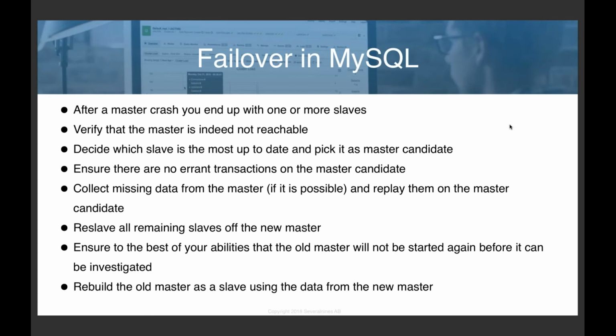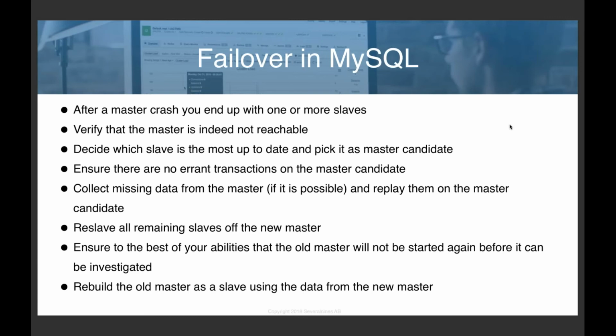So then you need to ensure that there are no errant transactions on this master candidate. An errant transaction, in short, is a transaction which was executed on a given slave, but it didn't come from the master. I mean, it may come from some old master or whatnot, but generally speaking, this is a transaction which exists just on the slave and not on other ones.